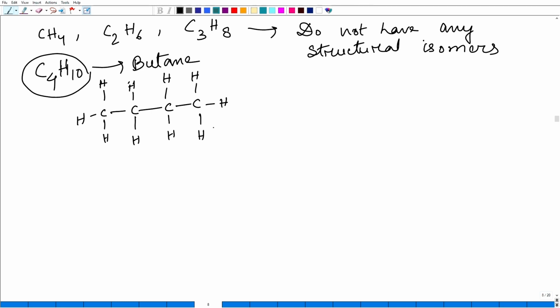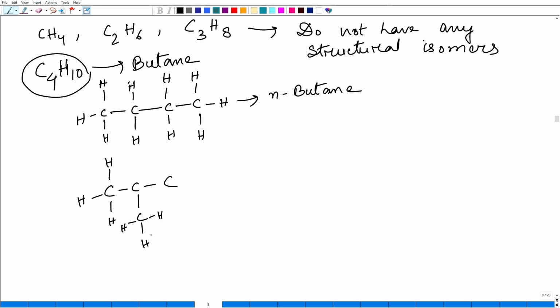This is the basic structure of butane. This is known as normal butane or N-butane. Okay. Now, if we write like this and we then add hydrogens. What is the molecular formula of this compound?